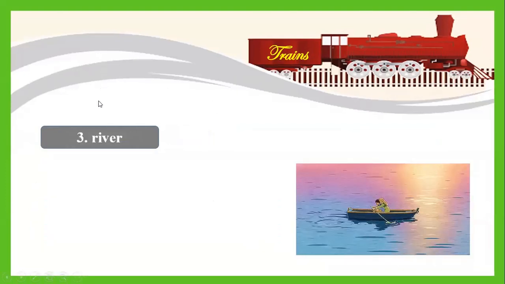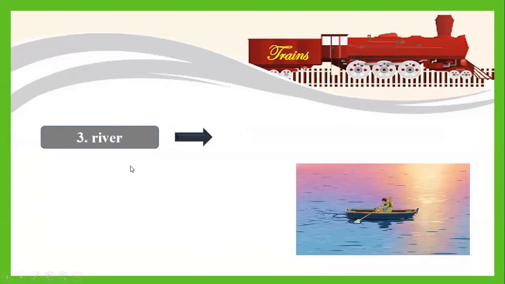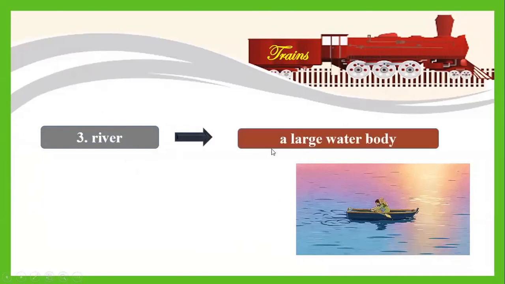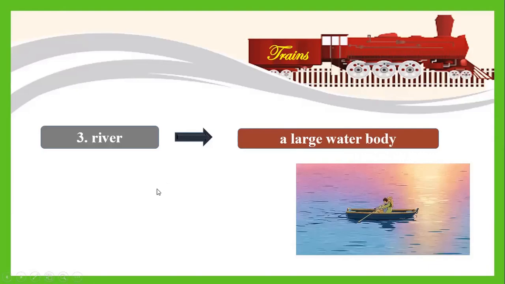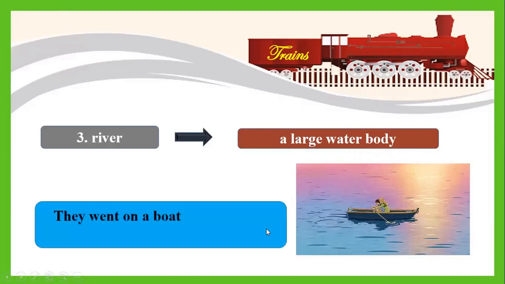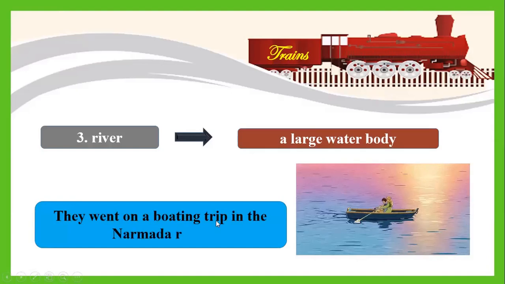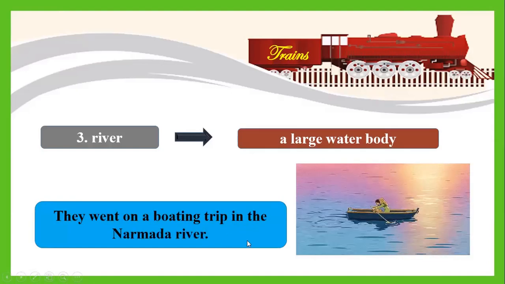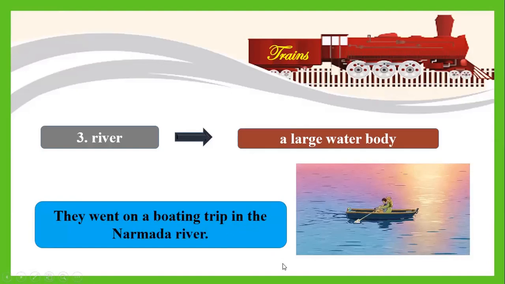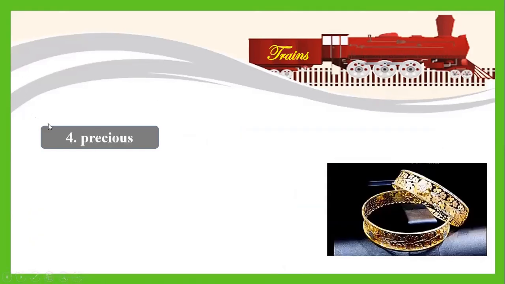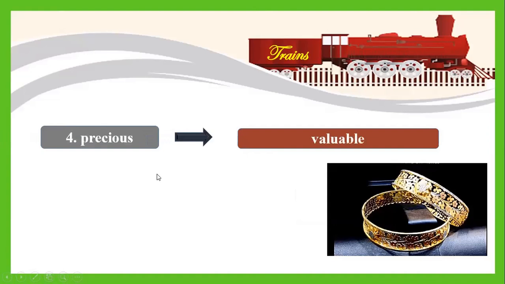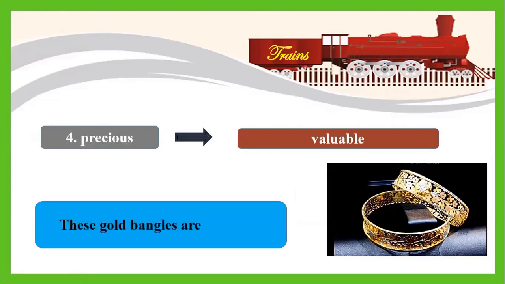The third new word is river, and it means a large water body. Using the word river, I have framed the sentence: They went on a boating trip in the Narmada River. The fourth new word is precious, and it means valuable. Using the word precious, I have framed the sentence: These gold bangles are valuable.